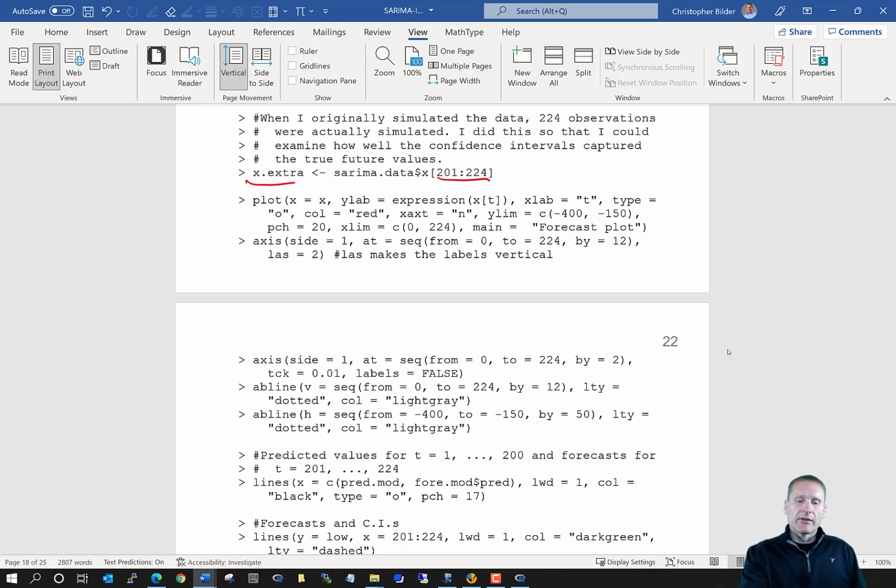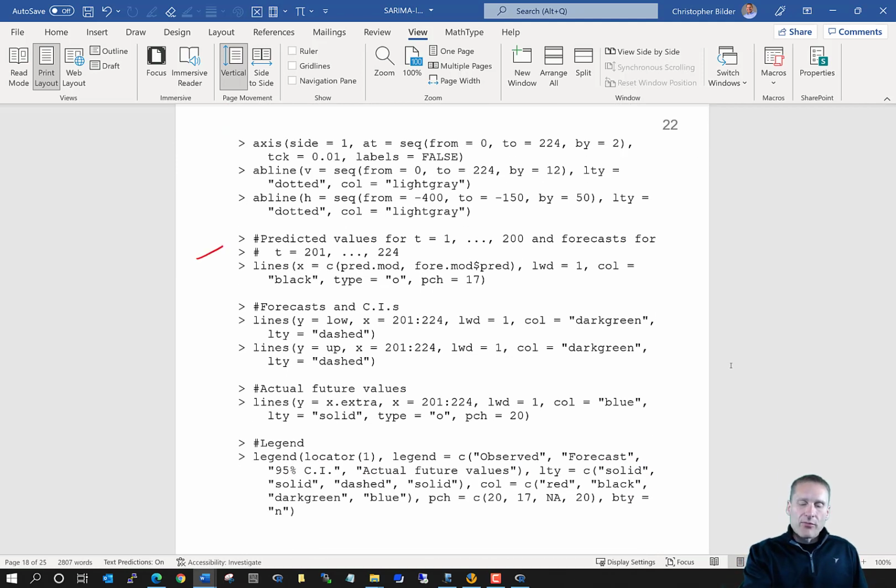Now let's do some plots. So I'm going to plot my data like I would normally. I'm also going to take into account that seasonality aspect in my plot so I can better see what's going on. To plot my predicted values for time equal 1 to 200, I'm going to use the lines function. Also, I'm going to combine that with my corresponding forecasts. So this is for time point 1 to 200. This is for time point 201 to 224. These are going to be plotted in black on my plot.